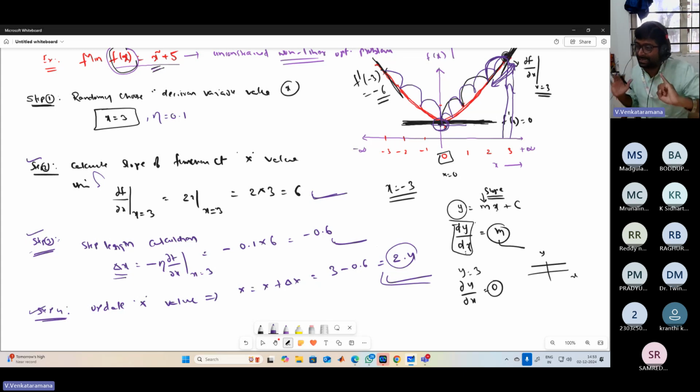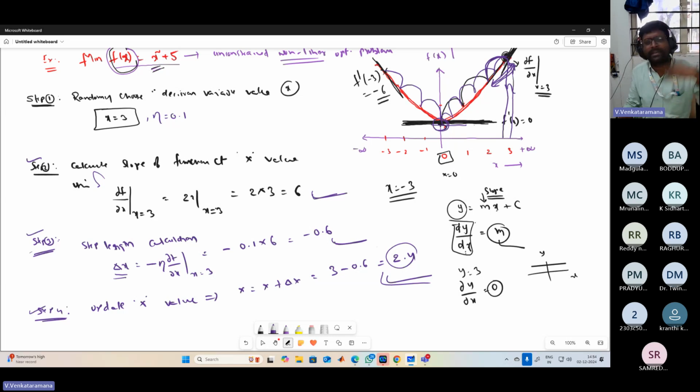We can't get the exact slope 0 point. Something near your slope 0 point you will receive. That's why the slope equal to 0 convergence criteria is not suitable for deep learning or machine learning. So what will we choose? Generally, we will choose the number of iterations. Maybe we will take the number of iterations equal to 10 or 100 or 200.